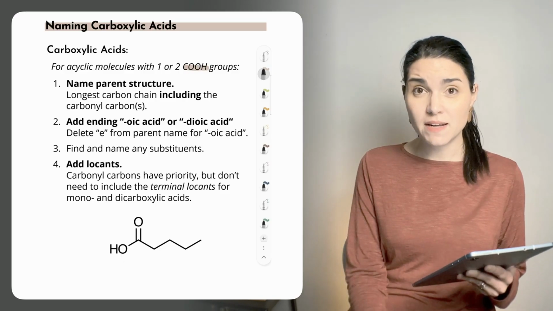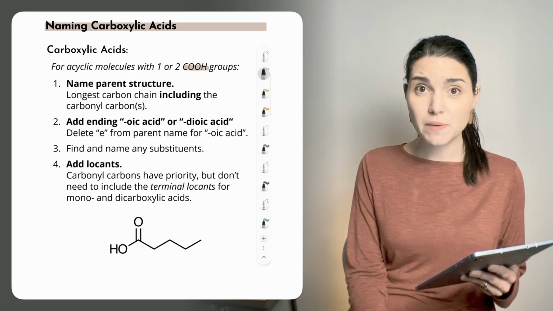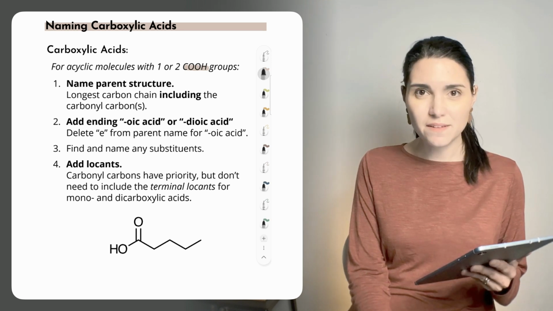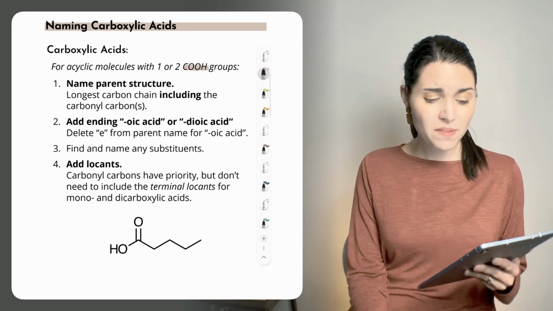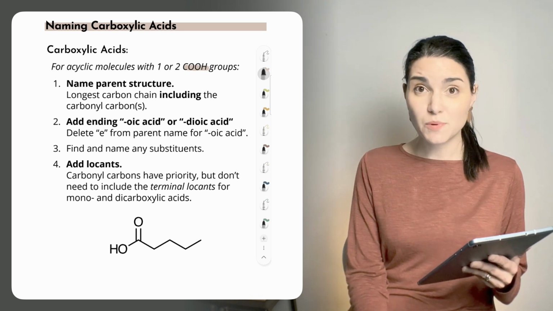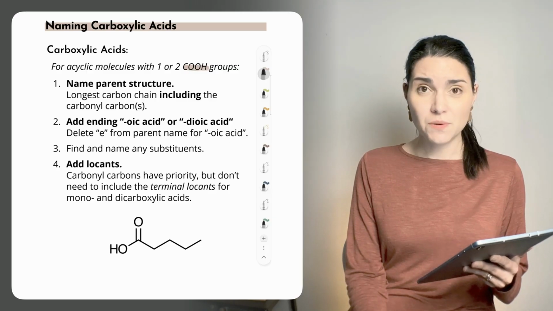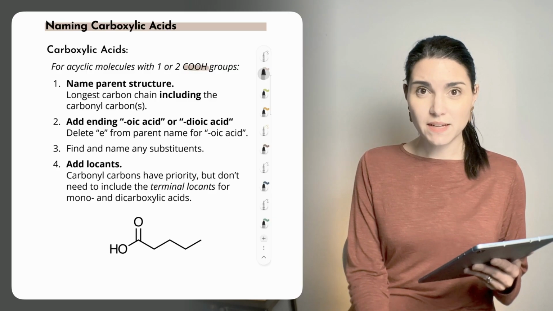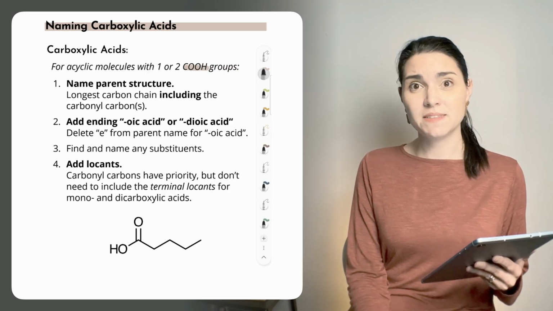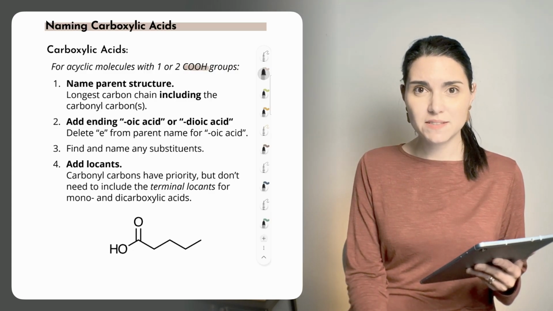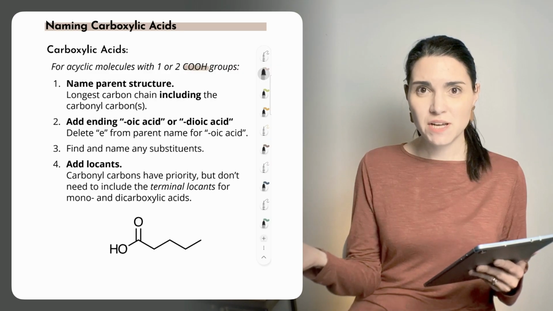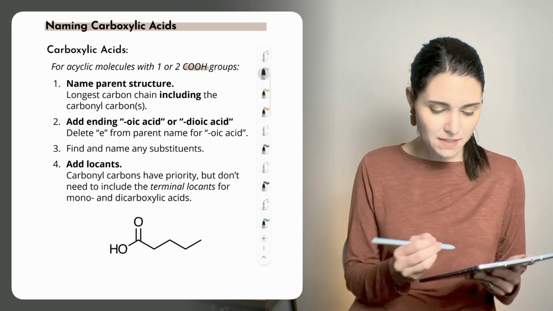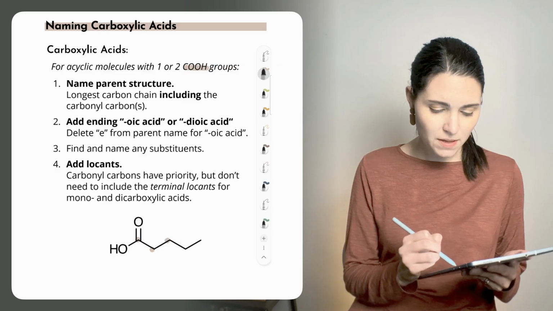You would, of course, find and name any substituents that you have on your parent structure, and then add locants. Like many of the functional groups that we've talked about before this, the carbonyl carbon has the priority for numbering, but you don't need to include those terminal locants. So one carboxylic acid is always going to be 1 because it ends the chain, and 2 carboxylic acids are always going to be on either end of the chain, so their locants are understood and they can be omitted from the name. So this example has 1, 2, 3, 4, 5.